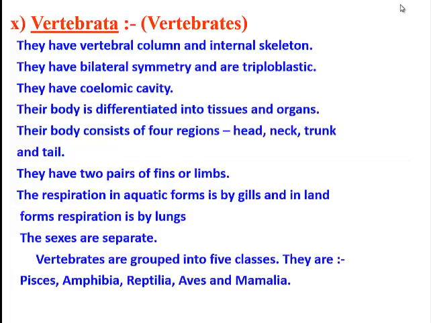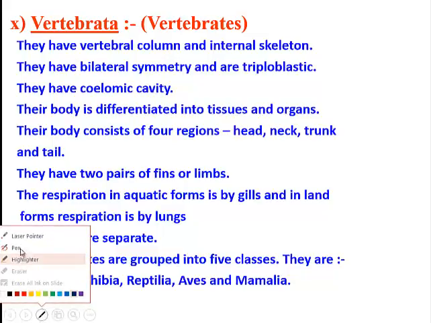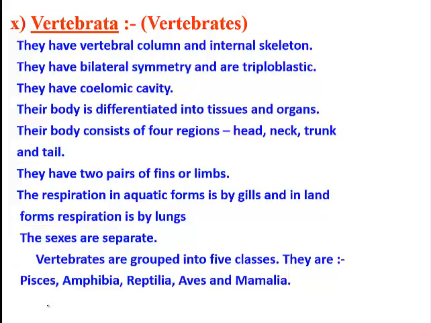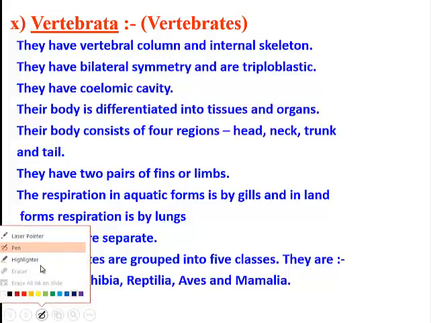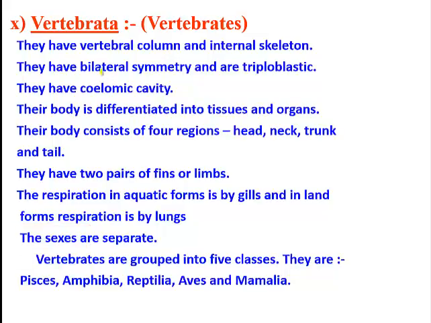Now let me introduce you to vertebrata. So vertebrata evolved from invertebrates, and now we look at the general features of vertebrates. The general features include the vertebral column in the internal skeleton, and they are bilaterally symmetrical and triploblastic in nature. They have a coelomic cavity and are also differentiated into tissues and organ systems.